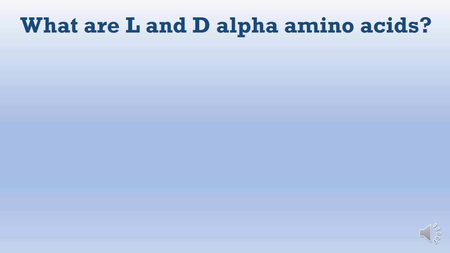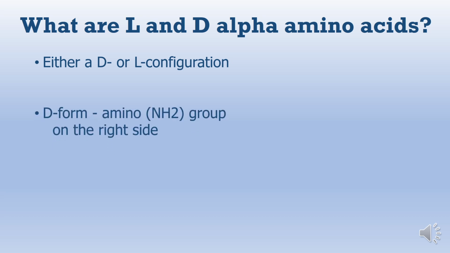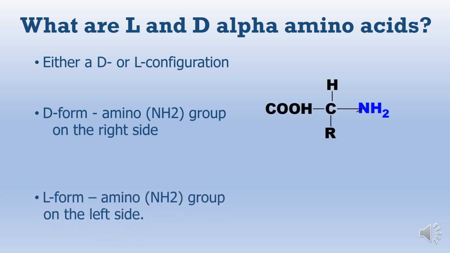What are L and D alpha amino acids? Due to the presence of a chiral carbon, that is, a carbon atom attached to 4 different substituents, all naturally occurring amino acids are optically active except glycine. Alpha amino acids have either a D or L configuration, where the D form indicates the presence of the amino group on the right side, and the L form indicates the presence of the amino group on the left side. This configuration is given by Emil Fischer, a German scientist.